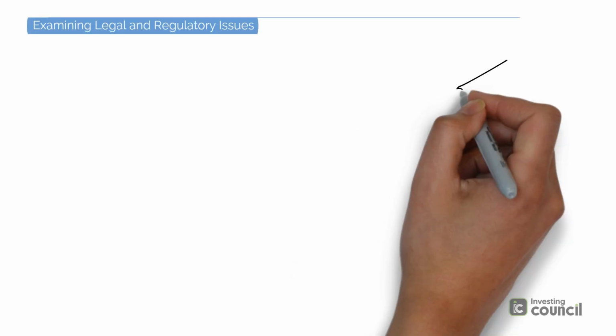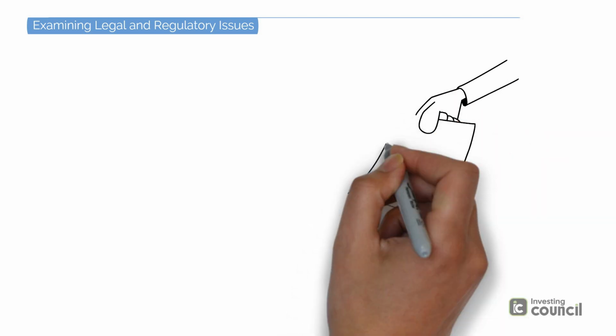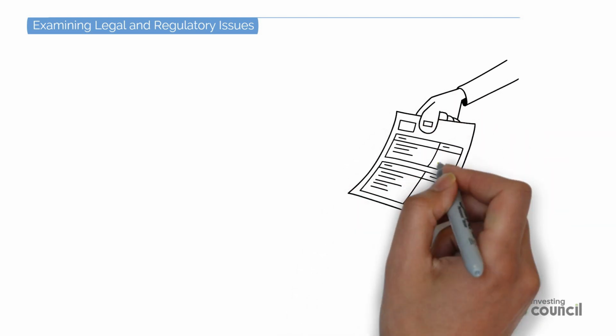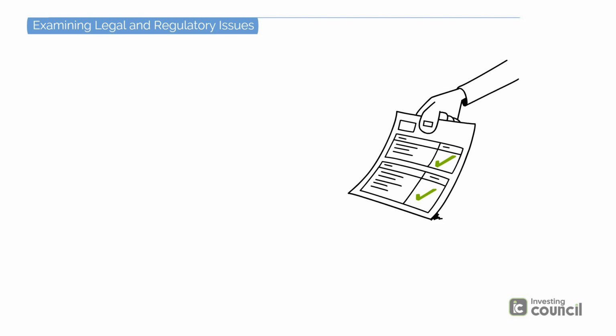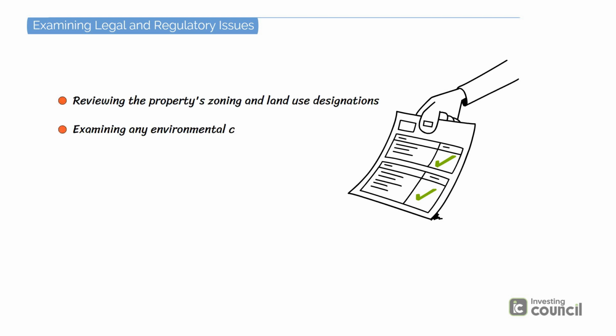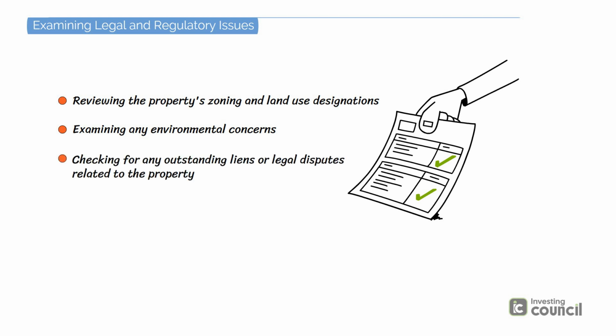Examining legal and regulatory issues. It's important to examine any potential legal or regulatory issues associated with the property. This can include reviewing the property's zoning and land use designations, examining any environmental concerns, and checking for any outstanding liens or legal disputes related to the property.